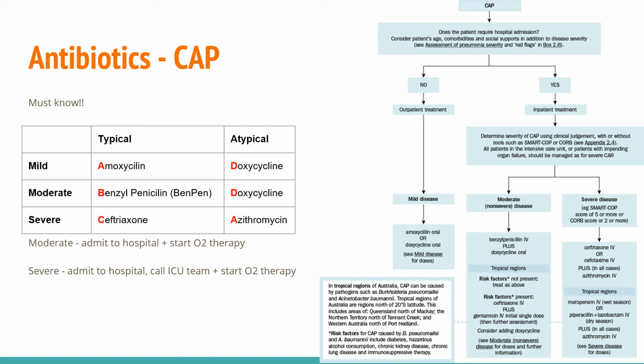But yeah, if you can remember this table, you'll be fine. And this is for your CAP, so your community acquired pneumonia. Just remember A, B, C, D, D, A. And if you can visualize it in your head, you'll be fine.